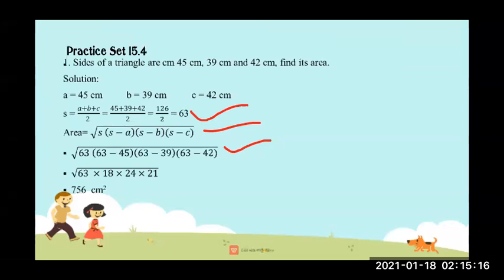Now here you can see in the next line, 63 minus 45, we are getting 18. 63 minus 39, we are getting 24. And 63 minus 42, we are getting 21. So here, square root of 63 multiplied by 18 multiplied by 24 multiplied by 21. Till here, after that what we have to do?